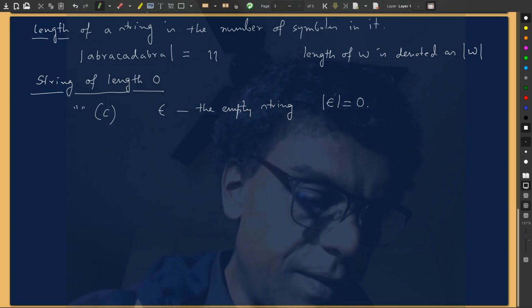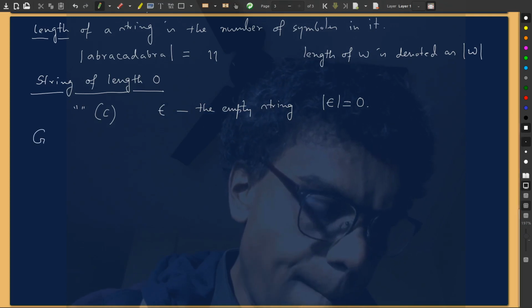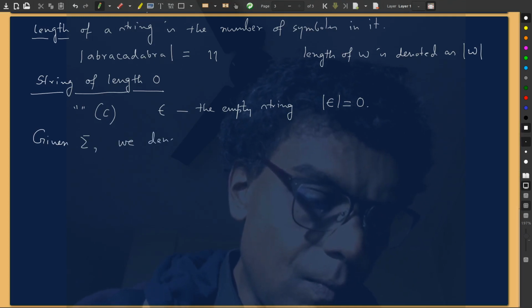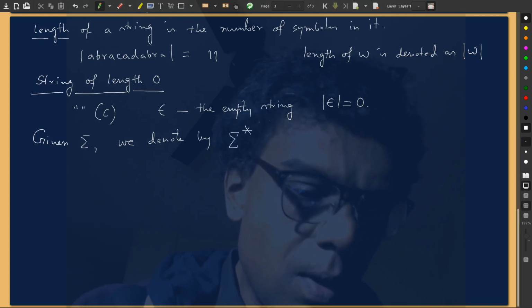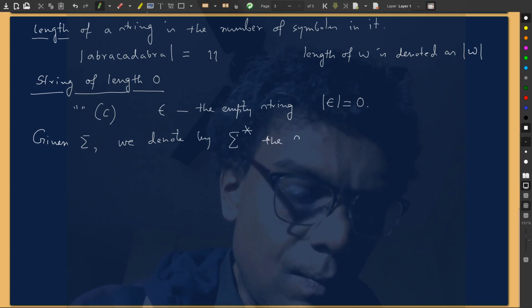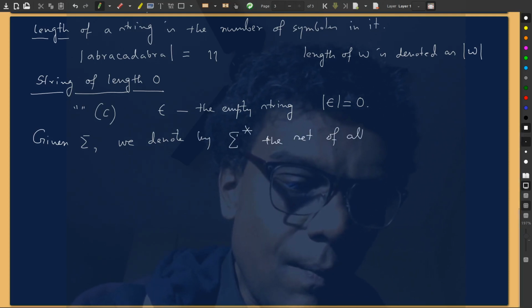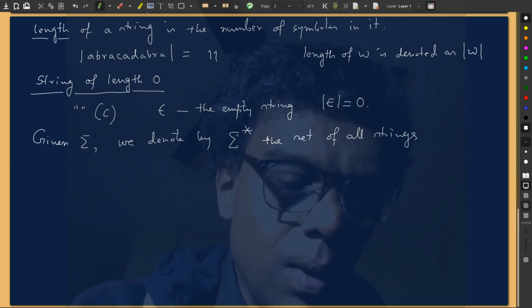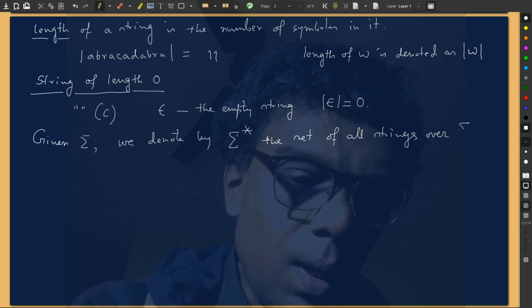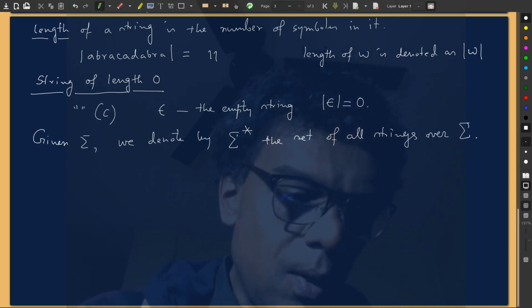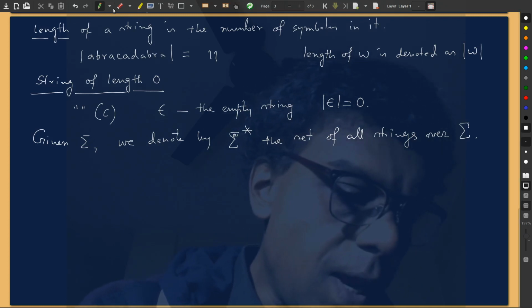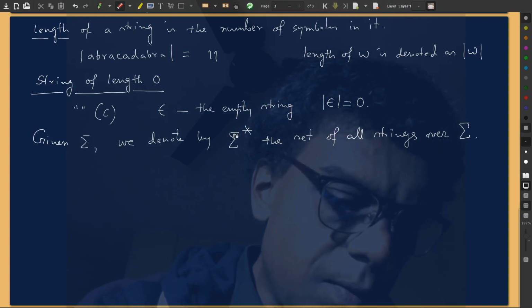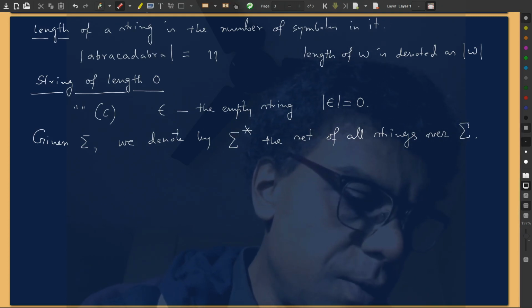Now, given sigma, an input alphabet, we denote by sigma star the set of all strings over sigma. So this star operation we will use for a variety of other reasons, and the later uses we will see are quite consistent with the notation that I introduce here.